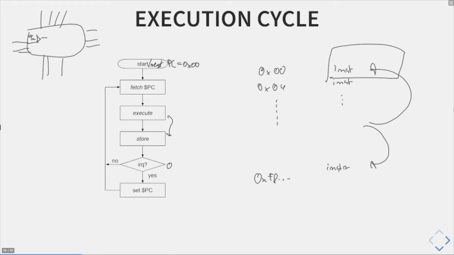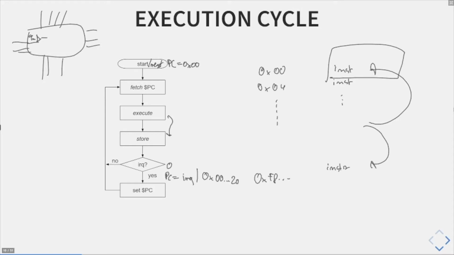So if there's no IRQ, we just fetch the next PC. Whether this was a branch or not, we just execute somewhere else in our program. But if there was an interrupt, for example, one of those designated interrupt lines went high, then we set our PC to a special IRQ vector, basically some designated address where we say, okay, this is where we store our interrupt program.